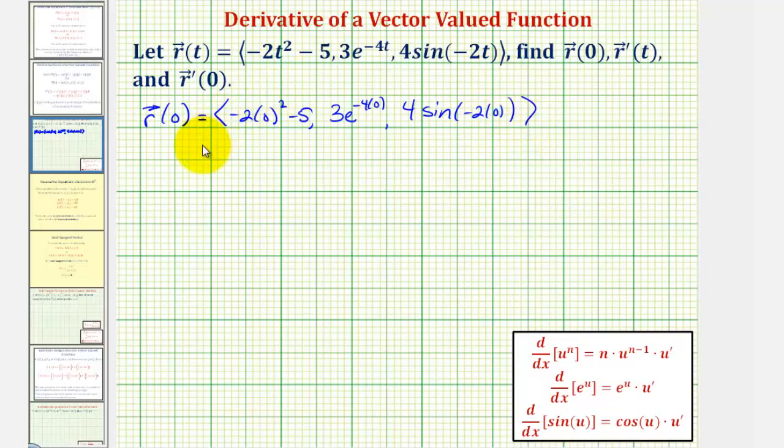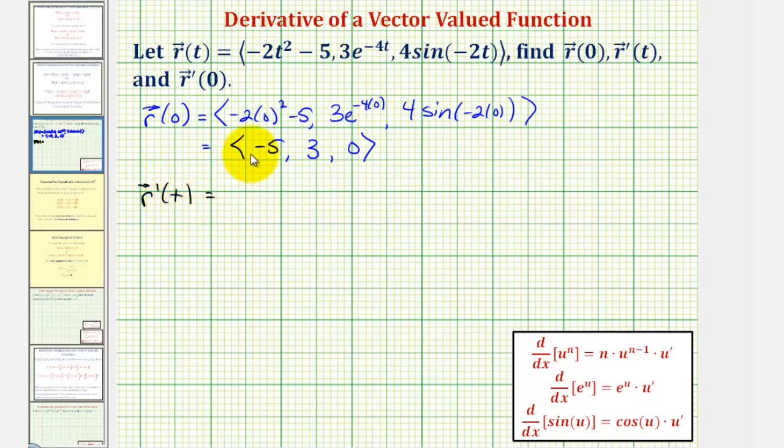So simplifying, the x component would be 0 minus 5 or negative 5. The y component would be 3, since e to the 0 is 1. And the z component would be 4 times sine 0, and since sine 0 is 0, the z component would be 0. So again, the terminal point of this vector would be one point on the curve given by the vector valued function r of t. And now let's find r prime of t.